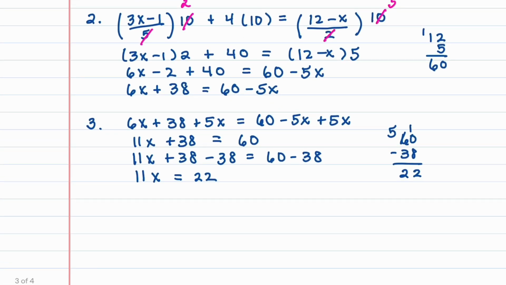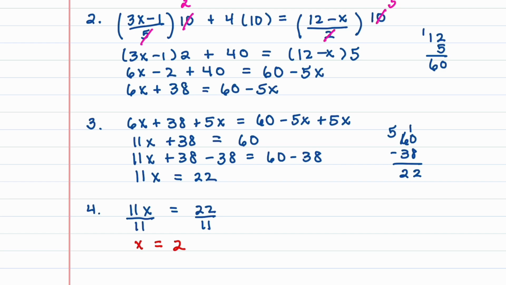Now we can go on to step 4, and we're going to solve for x. We're going to take 11x, and we're going to divide that by 11, and then on our right-hand side, we're also going to have to divide by 11. This is going to give us x on the left, and 22 divided by 11 is equal to 2. So x is equal to 2 is our answer.